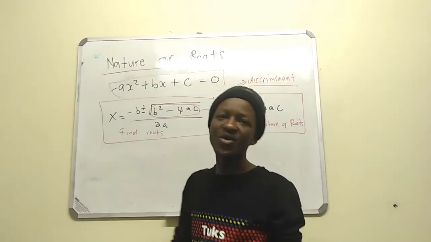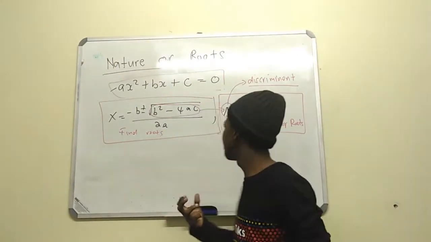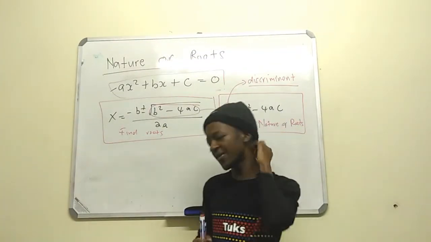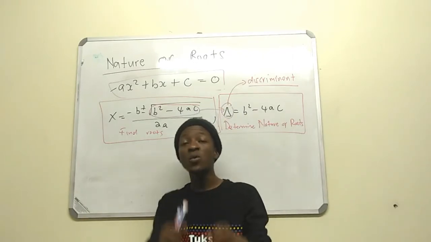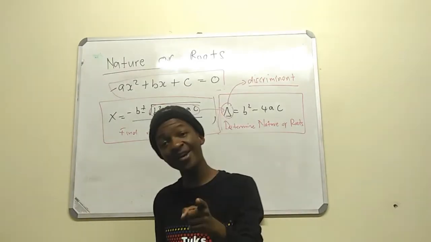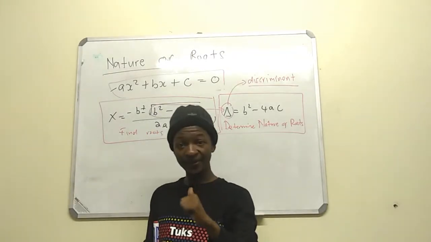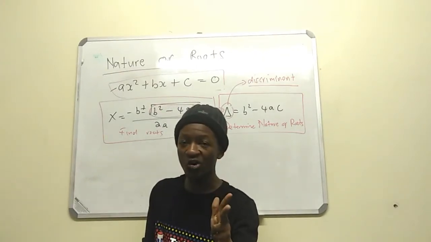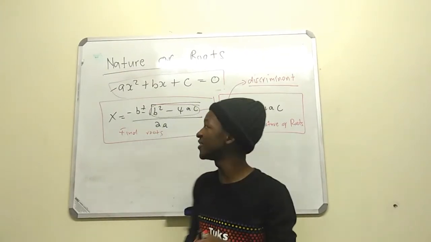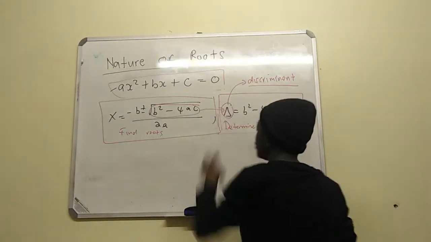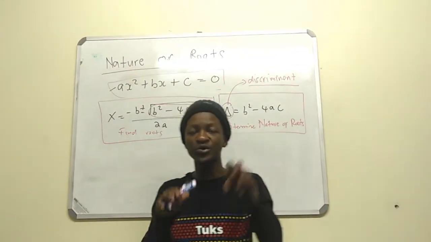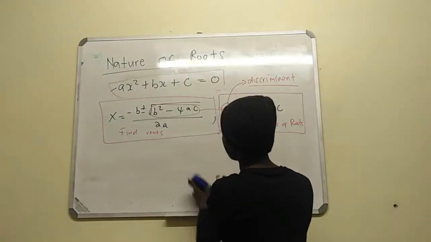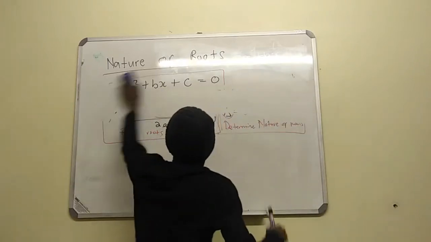So we are going to use the discriminant to determine the nature of the roots. Remember, we want to find out whether these roots are real or non-real, equal or not equal, rational or irrational. That's what we need to find. Now I'm going to show you how to use this delta to know the nature of these roots.